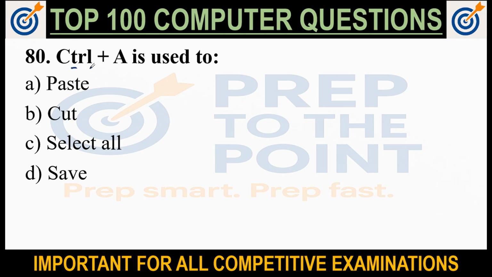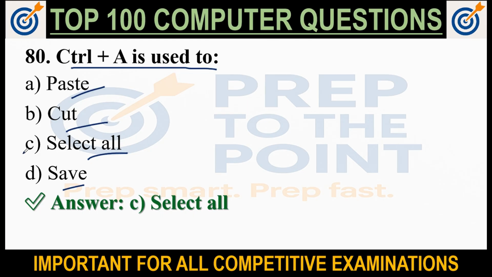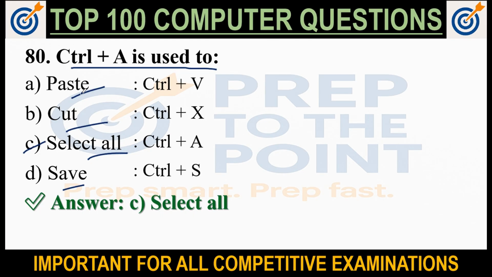Control A is used to paste, cut, select all or save. The right answer is select all. For paste we use Control V, for cut Control X and Control S for save.